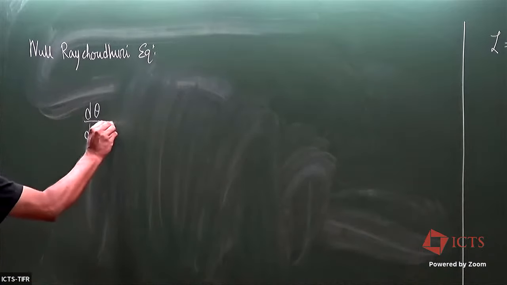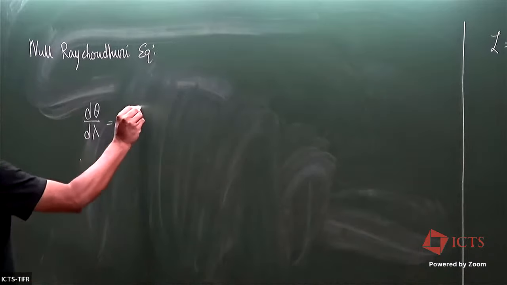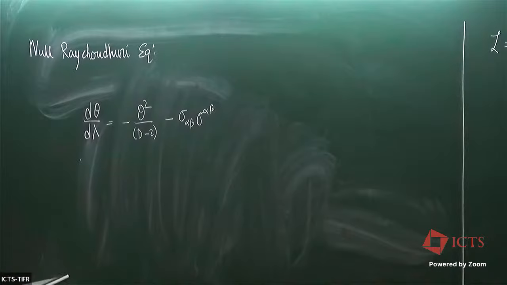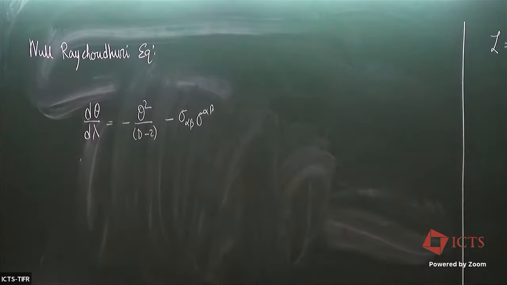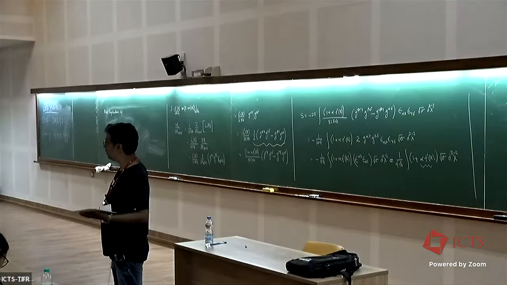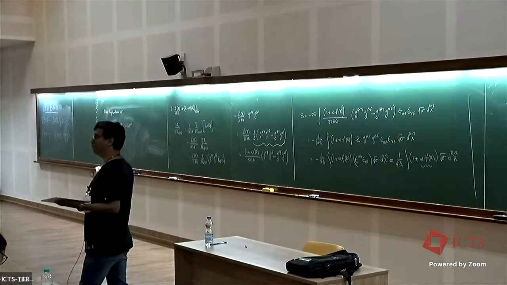It is equal to minus theta squared by d minus 2, then minus sigma_αβ sigma^αβ. There is a plus omega_αβ term, but I'm throwing away that rotation term, because K^α is the null generator. By definition, they are hypersurface orthogonal, and therefore by Frobenius theorem, omega_αβ vanishes. So there is no omega term, but I have a Ricci curvature term, a Ricci tensor term.